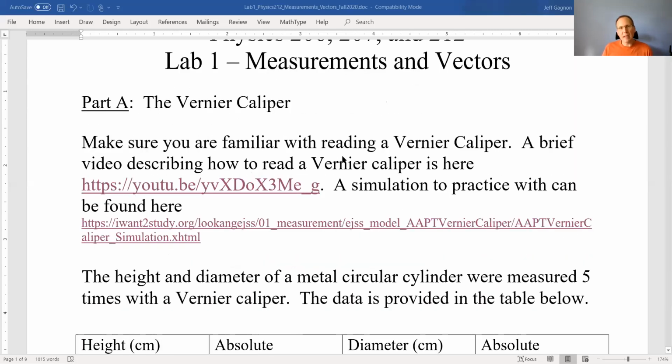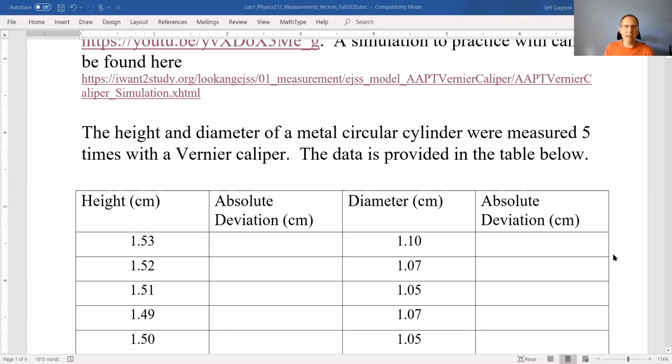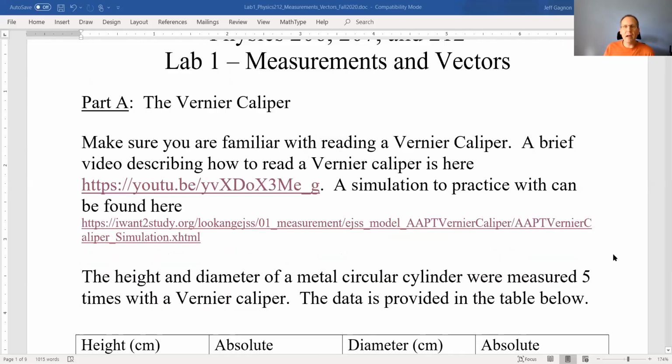Now, the question is, how do we read a vernier caliper? Now, of course, because of the situation where you guys aren't collecting the data yourselves, I give you all the data here, but let me describe how you actually read a vernier caliper. Now, one thing you can do, I created a brief video that you can watch. So if you go to this link right here, or I describe it, and there's also a simulation. So actually, I'm going to go to the simulation right now and kind of explain how you read the vernier caliper.